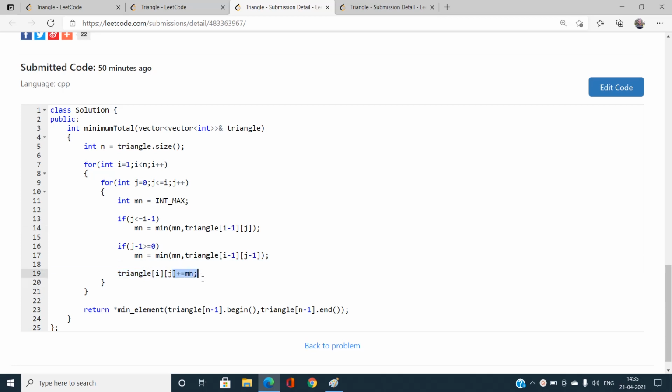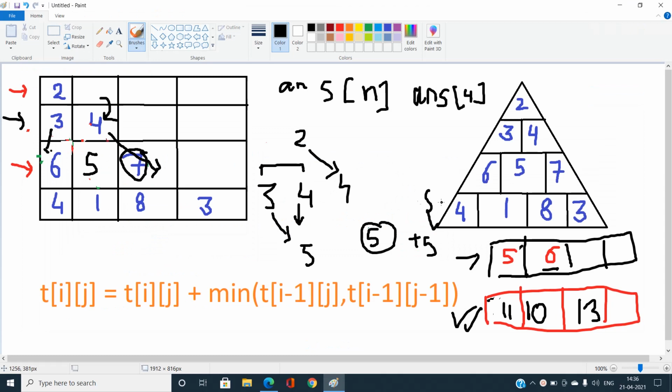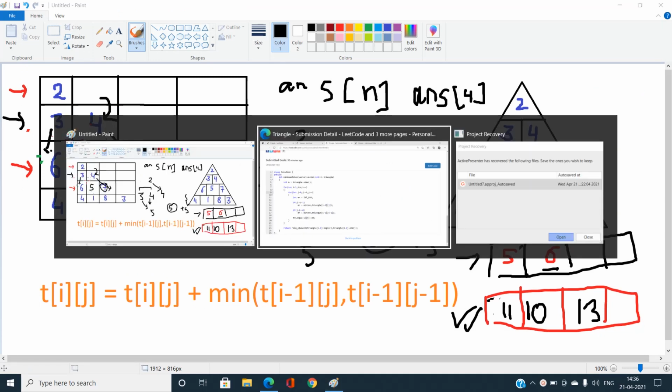the minimum, that is, the minimum cost from which we can come to this cell, and the minimum would be the minimum of my previous row with the column remaining the same, and the minimum of the previous row and column minus 1, that is, j minus 1. If and only if j is going to be valid, you can see if j is going to be less than i minus 1, and j minus 1 must be greater than or equal to 0, because you can see this triangle has the orientation where every time the number of columns is going to be increased by 1. Okay, so I just need to take care of that.